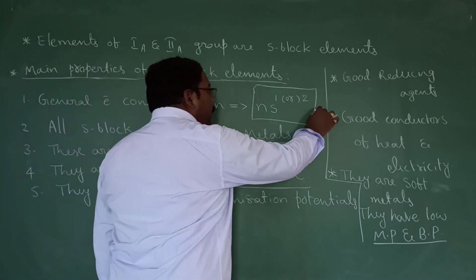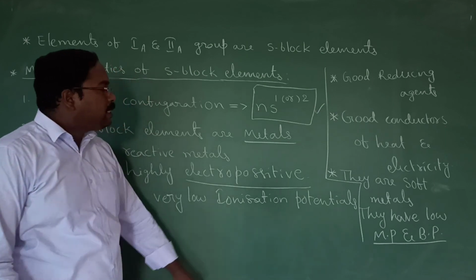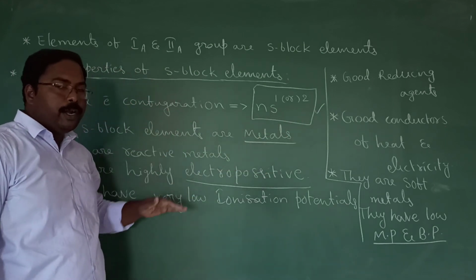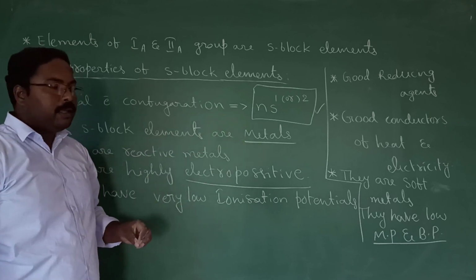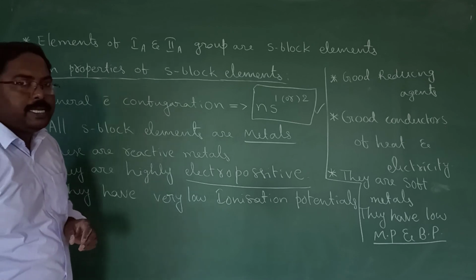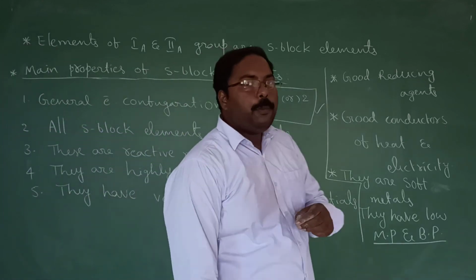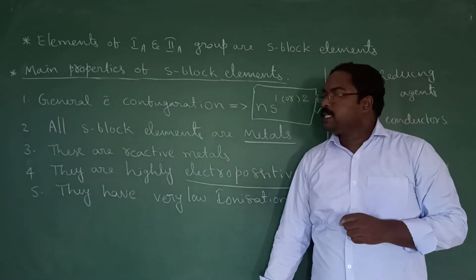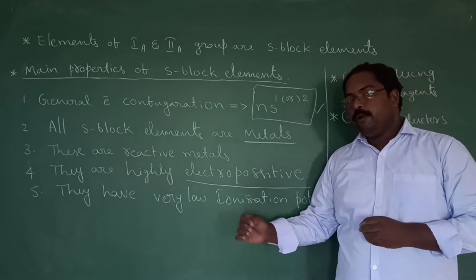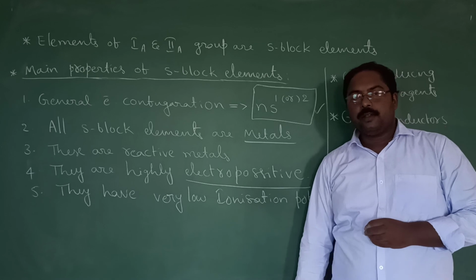So mainly remember this one. Competitive examinations directly ask about the general electronic configuration of different blocks. Also go through these general properties once. About the remaining classification of elements like P block, D block and F block, we will discuss in the next class. Okay? Thank you.